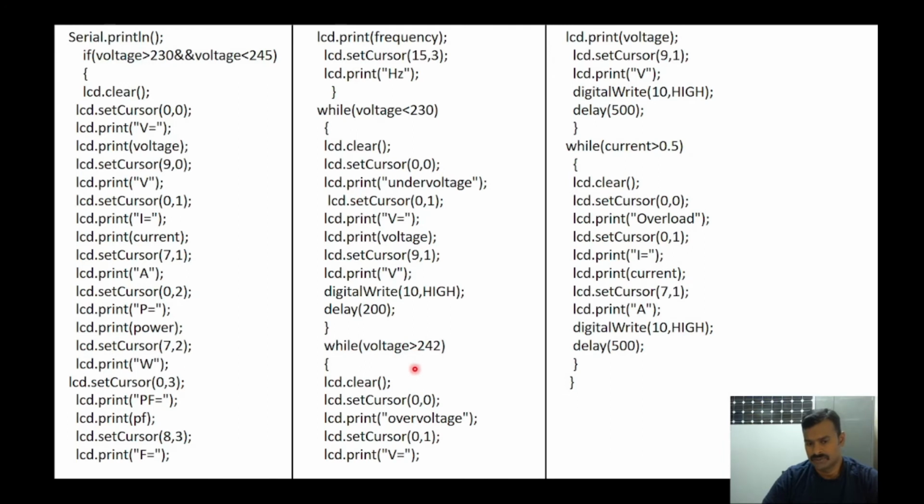If it is greater than 242 volts, then of course what will happen? It will compare the set value with the input you obtain. If the voltage is greater than 242, then it will display over voltage, and also it will display the voltage value there, and the relay will be turned off. Relay turned off means the load is isolated from the supply. And similarly for the current greater than 0.5, I kept 0.5 here because my transformer is only 1 ampere, so I am just limiting it to 0.5 amperes. Since I have a transformer here, there is a limitation.